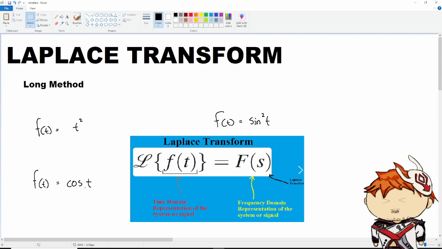For this episode, we're gonna be talking about Laplace transform. Okay, so Laplace transform is a little different than the other topics. Laplace transform is more of an application of differential equations of mathematics into physical concepts.